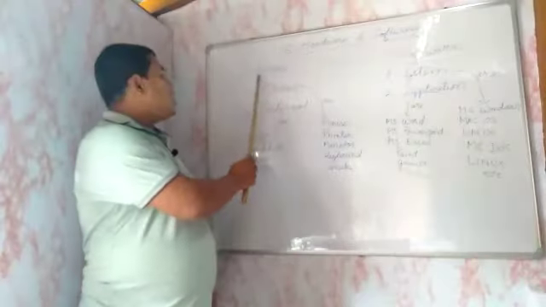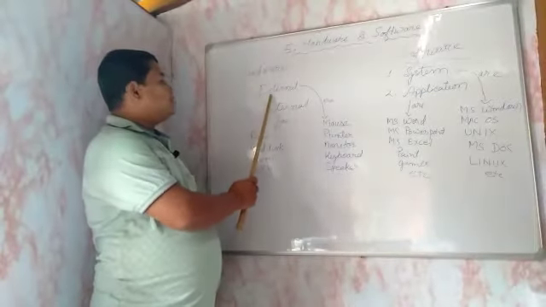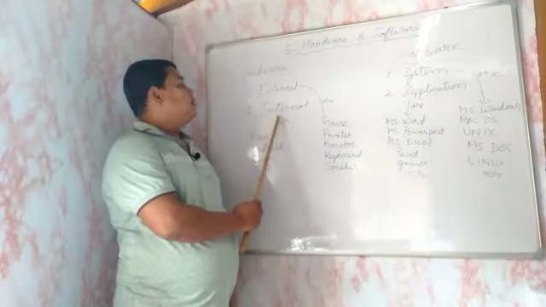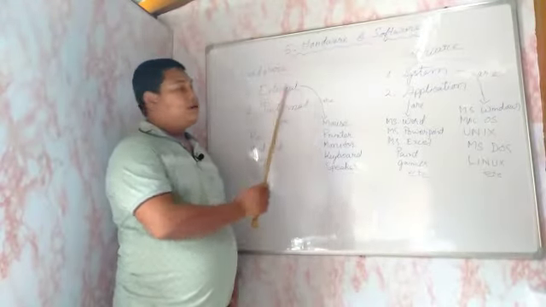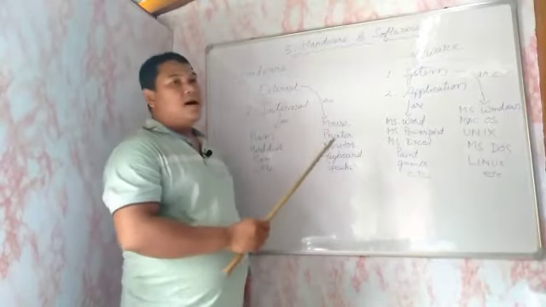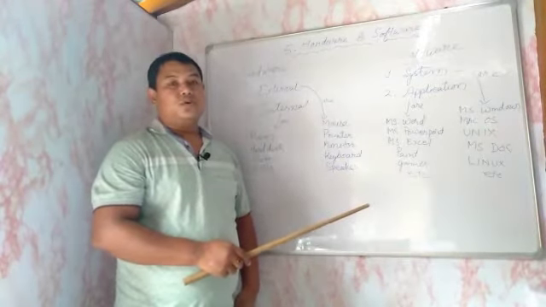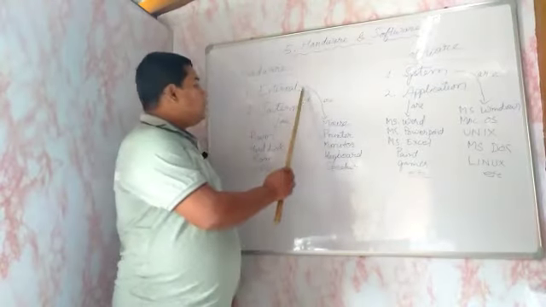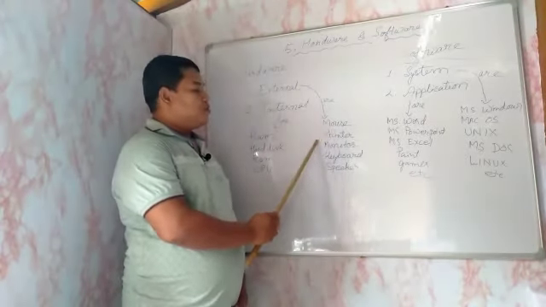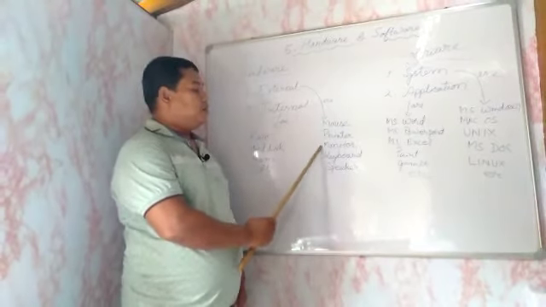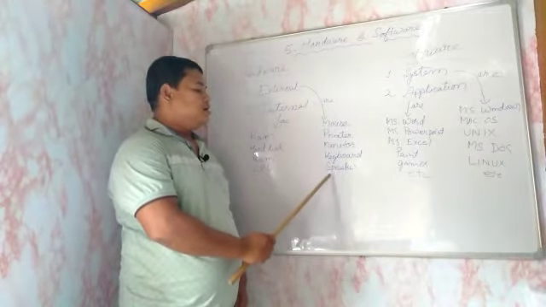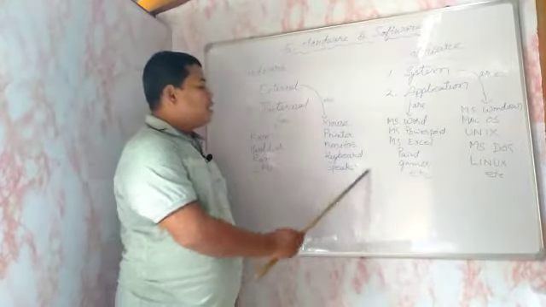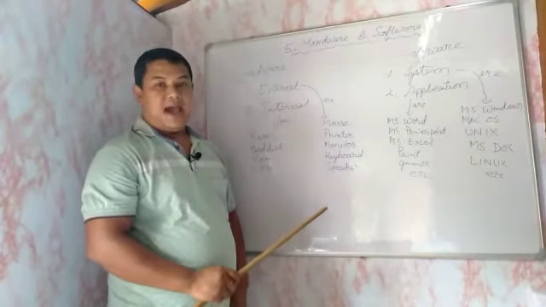Okay, first hardware. Hardware has two parts: external hardware and internal hardware. So what is external hardware? External hardware are those things which we can touch with our hand. For example, mouse, printer, monitor, keyboard, speaker. These are the things which we can touch with our hand.